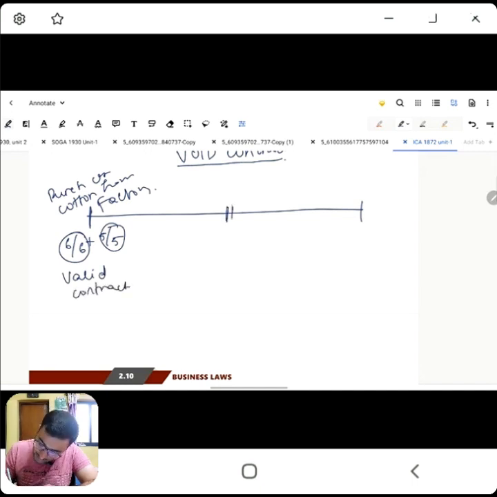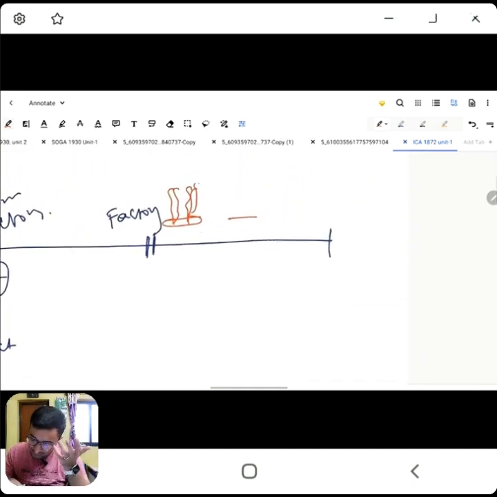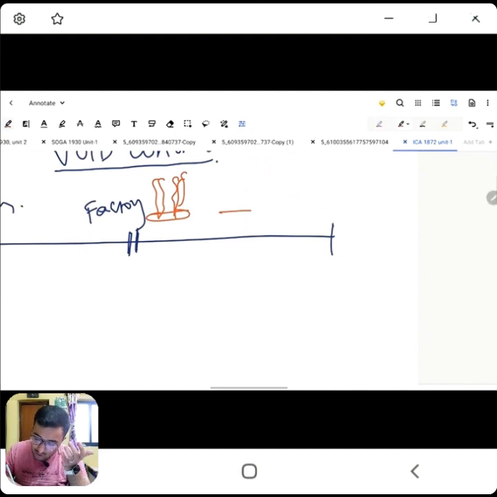Here what happens is the factory is burnt, right? There is a fire in the factory and the factory is burnt. Is it possible for us to perform this contract now? Is it going to be possible for us to sell the cotton? Obviously not. The factory itself is burnt. It is now not possible.